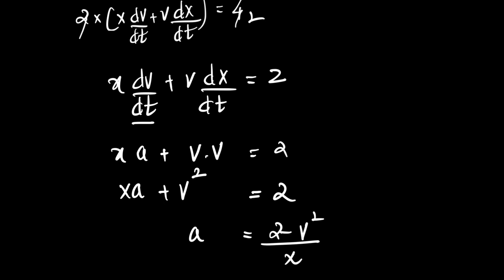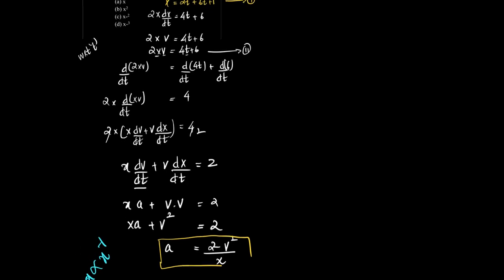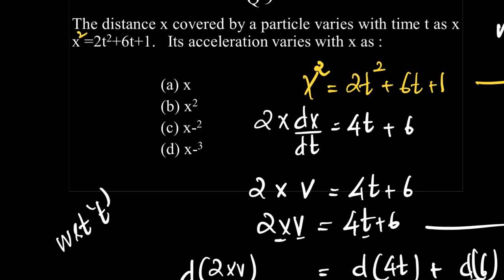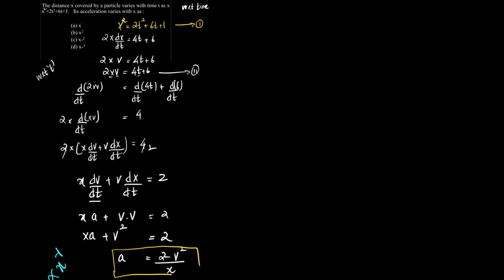Now, often I see students solving the question only till this step. But when you solve this question only so far, what do you derive? You derive that a is proportional to x to the power minus 1. Now, this is wrong. Why is it wrong? Just have a look at the options. It says either x to the power 1, 2, minus 2, or minus 3, which means we need to continue solving the equation.